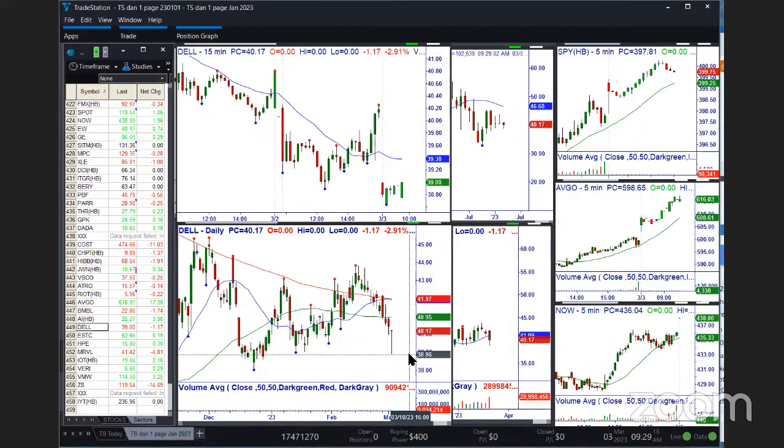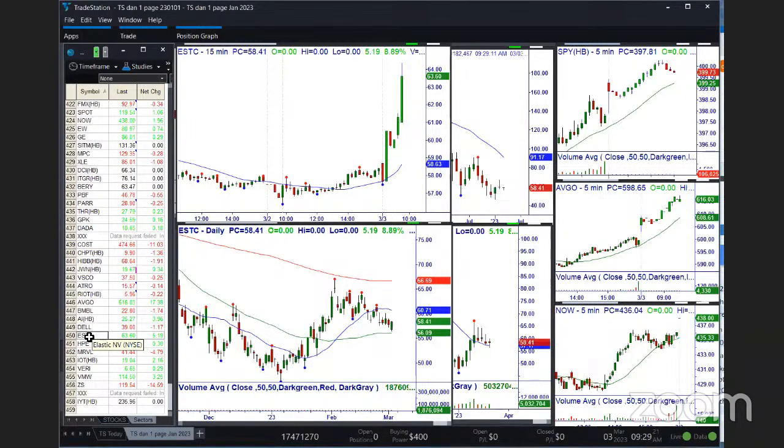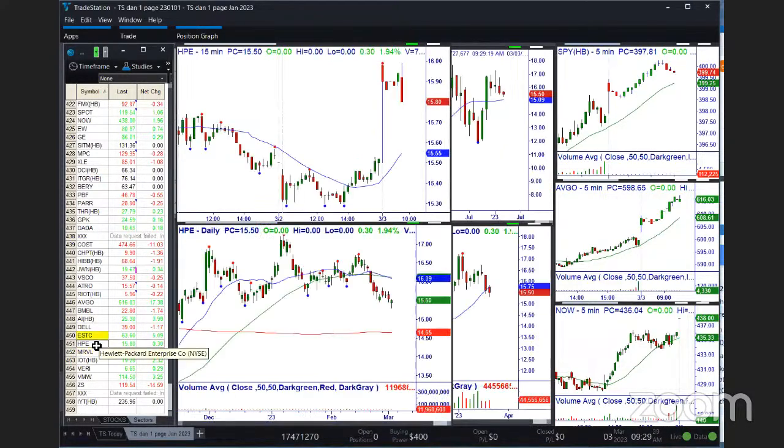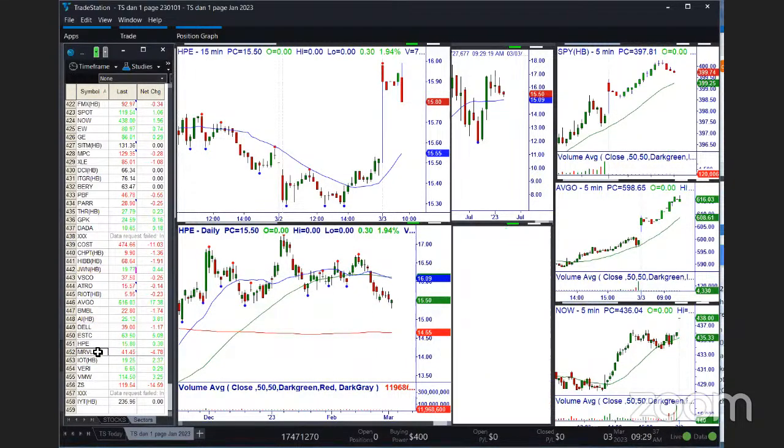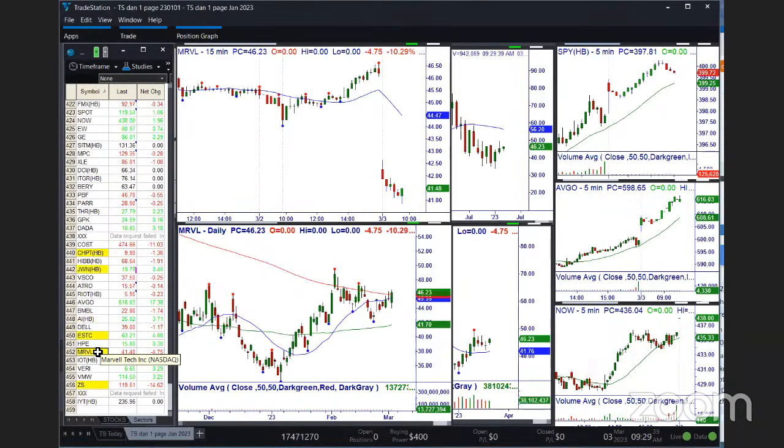Dell gap into the bottom of the range. 30-minute high, possible put spread if there's juice. ESTC 63, another bullish gap to resistance, but you got a buy setup weekly. That's a nice bottom. 1580 HPE, Hewlett Packard put spread idea. Marvel, ooh, that's an ugly gap. Gap in here to the 50 MA. You got a buy setup on the weekly, but it's damaged.